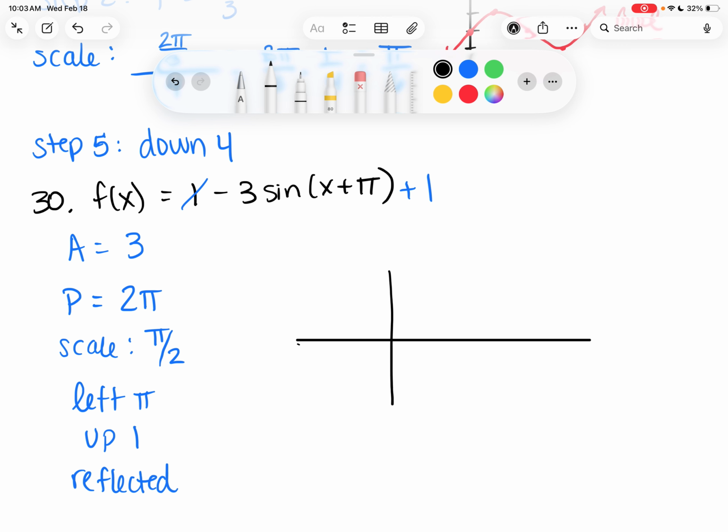All right, so again, I see that my scale is pi over 2, but I'm going left pi, so that means that I need to have 2 spots for it to go over. So I'm going to have 2 on the left, and then obviously my normal 4 on the right over here. So I've got pi over 2, pi, 3 pi over 2, 2 pi, minus pi over 2, minus pi over here. Amplitude is 3 and it's going up 1, so I'm going to need to have 4 on the top. And 4, or well, I just like to make it look even.